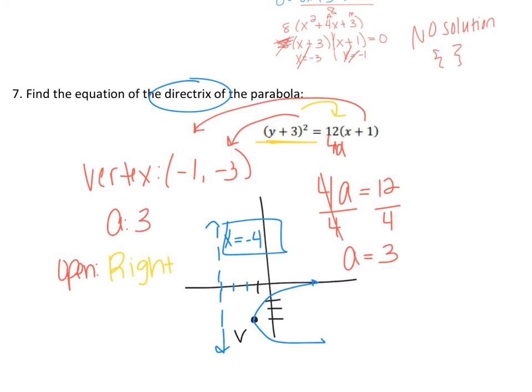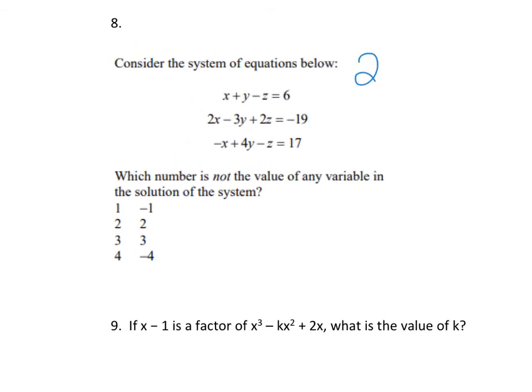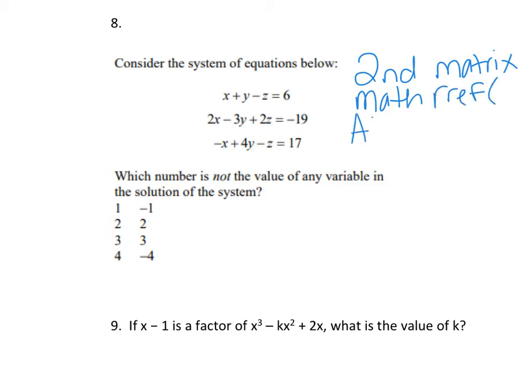Is that it for this page? Yep. Okay, number 8. So for number 8, you're just going to use your calculator. You're going to press the button second, then press the button matrix. Then you're going to scroll over to math, and you're going to choose RREF, and then you're going to press alpha and zoom. That's your calculator steps for this.